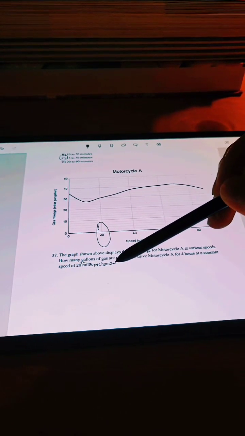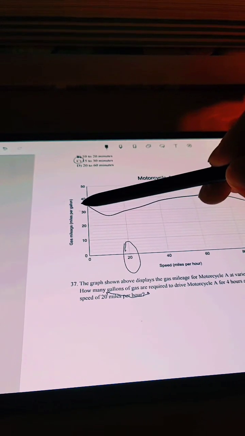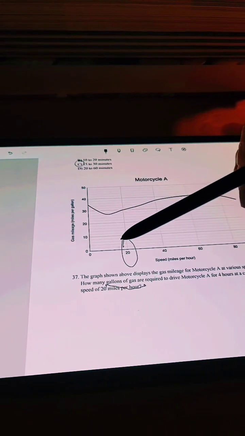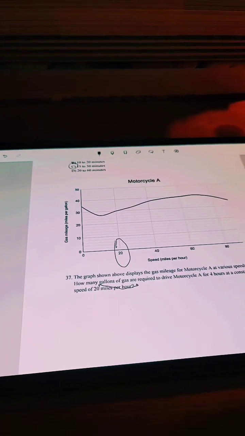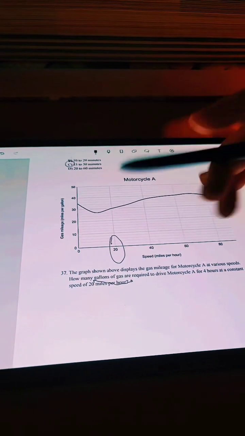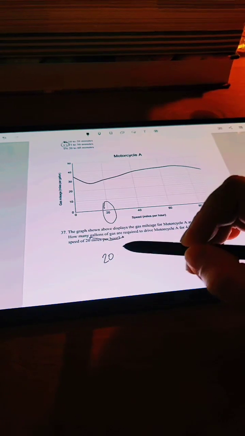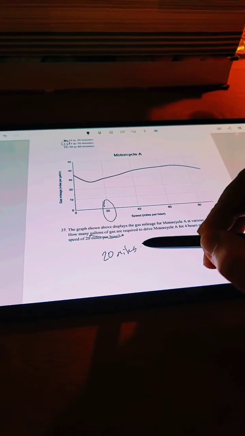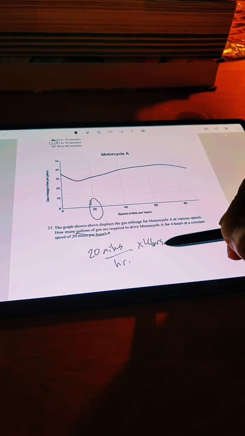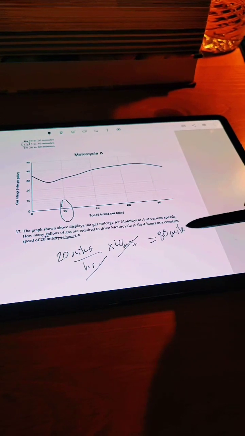So we're trying to find gallons of gas. Remember, gas mileage is given in miles per gallon. So if we can figure out how many miles they're going to travel, then we could figure out how many gallons using that relationship. So 20 miles per hour, and they're traveling for 4 hours. Hours and hours cancel, so that would be 80 miles, right?